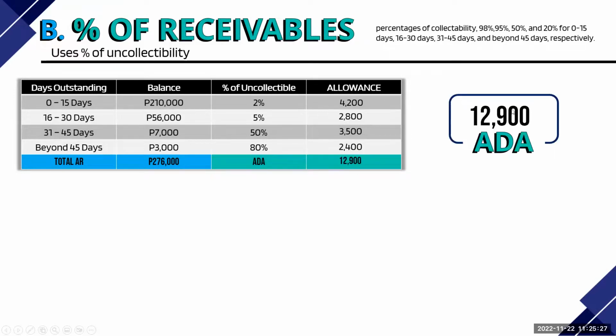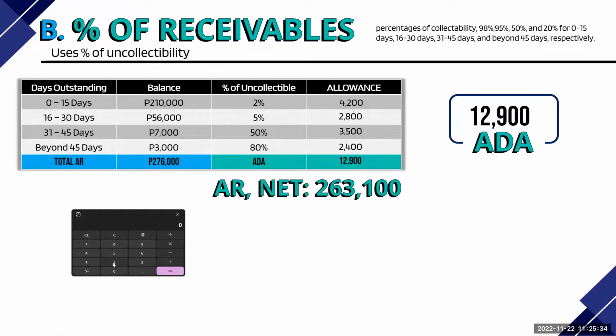So now we know that we have 12,900 in ADA, and our AR net is 263,100 because that's 276,000 minus 12,900.